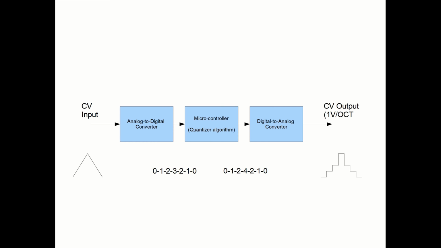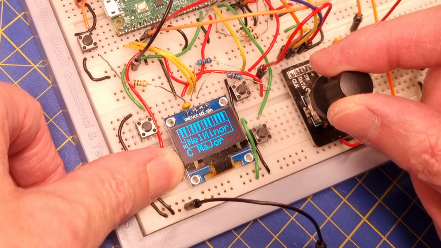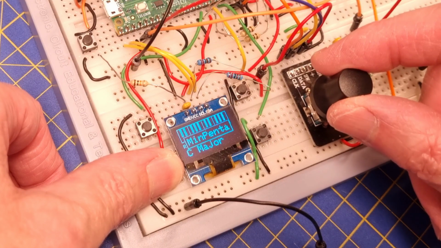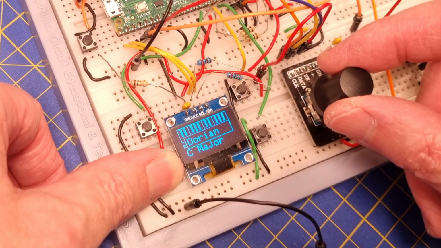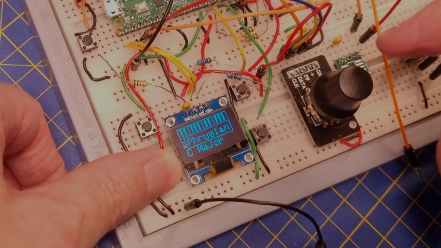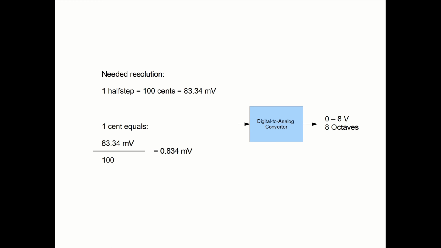This doesn't sound so difficult, so what are the challenges? The complexity of the microcontroller software depends a bit on how ambitious you are in implementing different scales and other features. But the part of the design that needs to be the most accurate is the DAC, because we will use that to control our oscillator pitch. And we want to control that with great accuracy. Let's assume that we have an output voltage range of 0 to 8 volt to give us a span of 8 octaves. With 1 volt per octave, 1 cent equals 0.84 millivolt. So that is the resolution that we are aiming for.